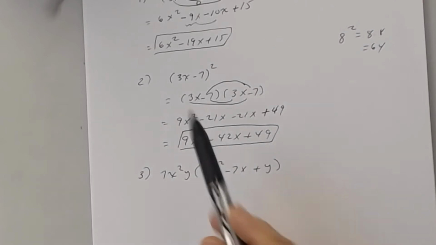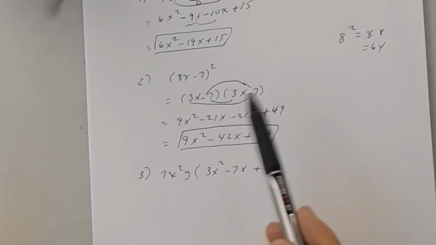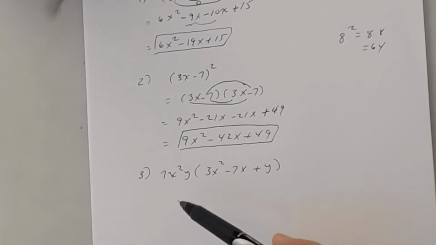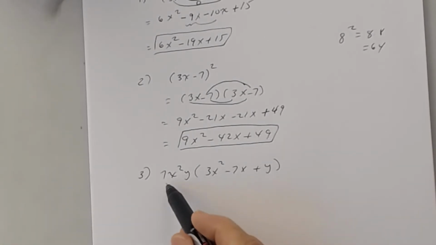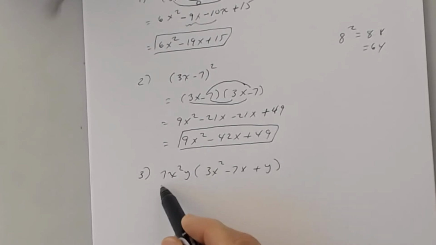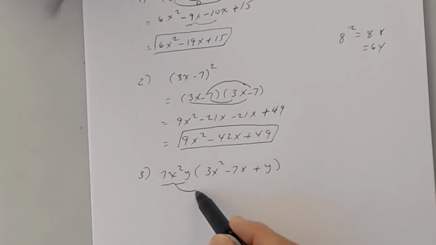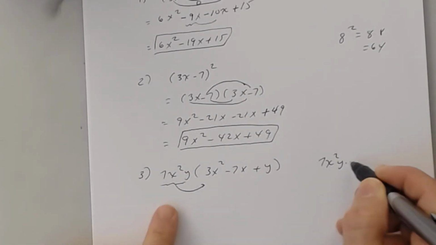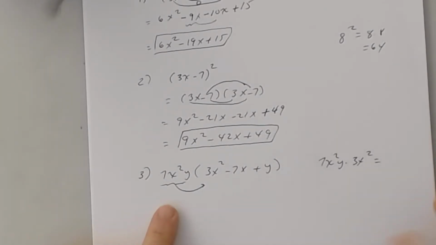So in 1 and 2, you use the FOIL method because you were multiplying two binomials. But in number 3, if you want to multiply this, what idea are you going to use? Distributive property. Okay. So you're going to multiply every term that's inside the parentheses. And how many terms are inside the parentheses? 3 by the 7x squared y. So 7x squared y, if you have to, write it out. You're saying 7x squared y times 3x squared. What's that?